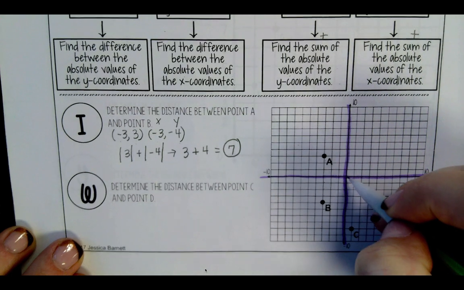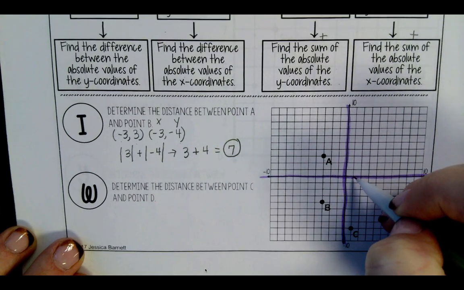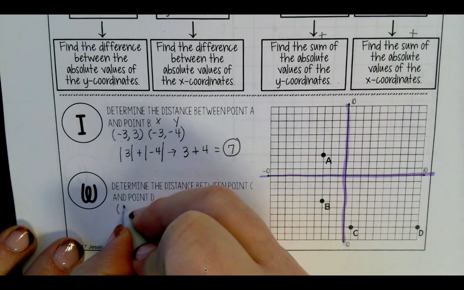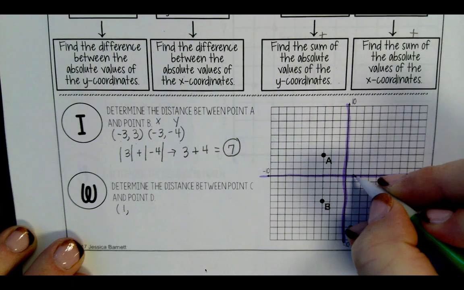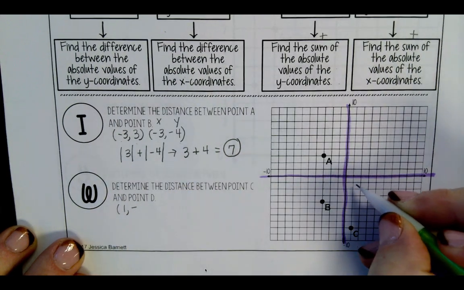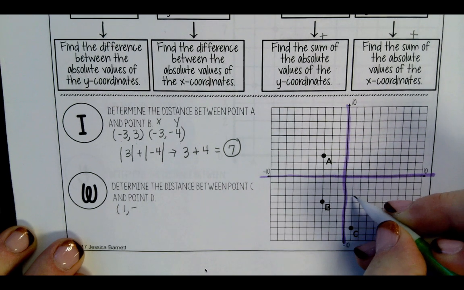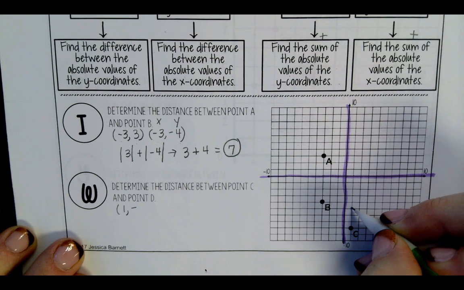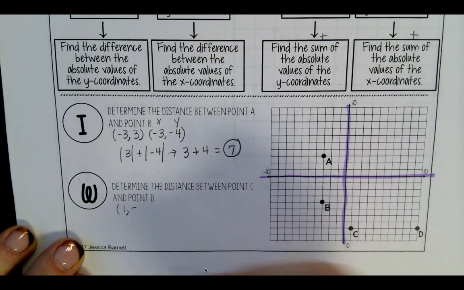So start from the origin. For C, I'm going to go over. I'm going to the right one. What does that mean? Positive 1. Thank you so much. And if I'm going down, is it positive or negative? Negative. And then everybody count. 1, 2, 3, 4, 5, 6, 7, 8. So -8.